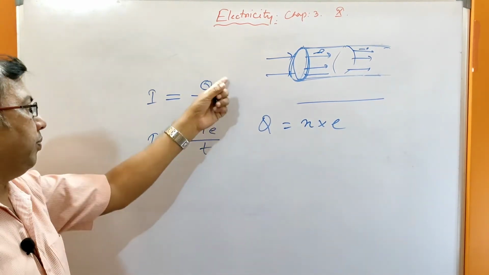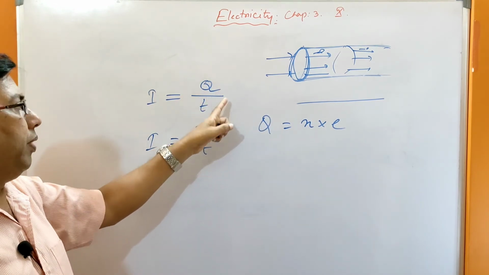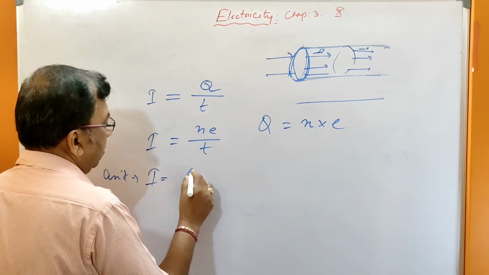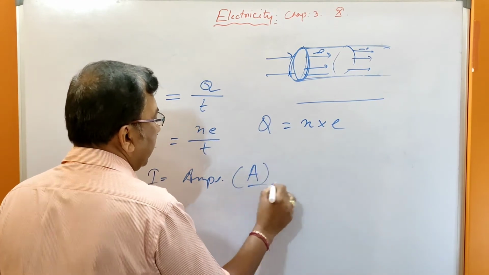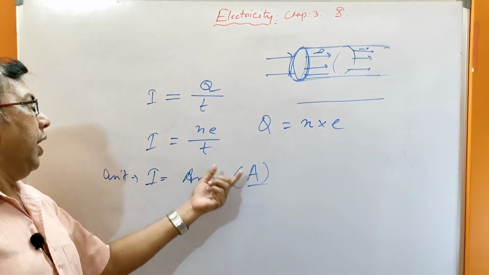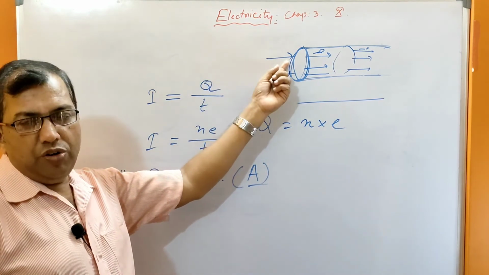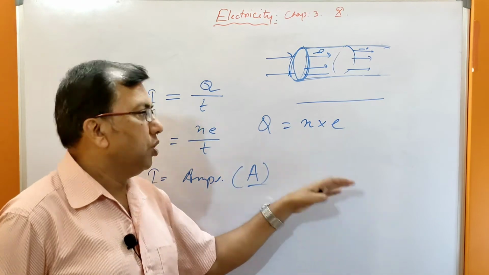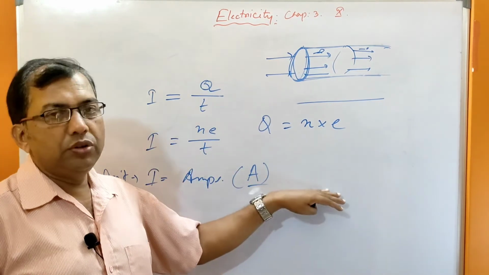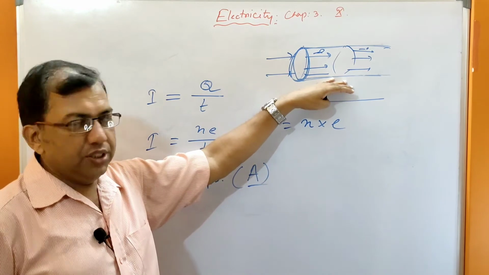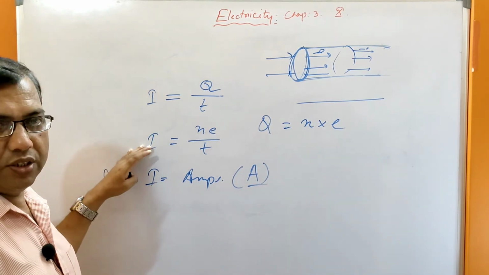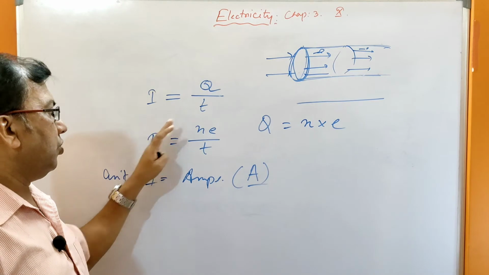So what is the unit? Charge by second. The unit of charge is the coulomb, so the unit is coulomb by second. This is the ampere, denoted by A. So what is the definition of ampere? Ampere is defined as the amount of charge passing through a cross-section area in 1 second. 1 ampere means 1 coulomb of charge flows through a cross-section area in 1 second. It is the unit of electric current, where I equals Q by T, I equals NE by T.